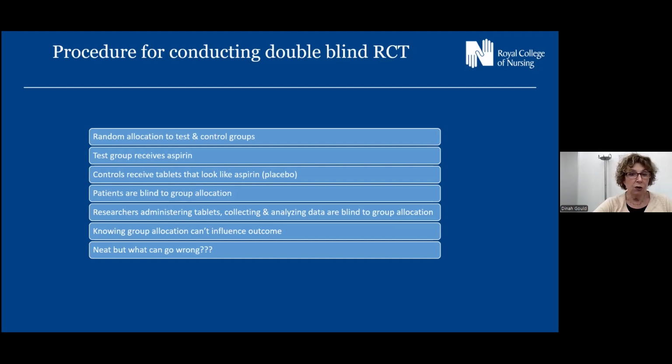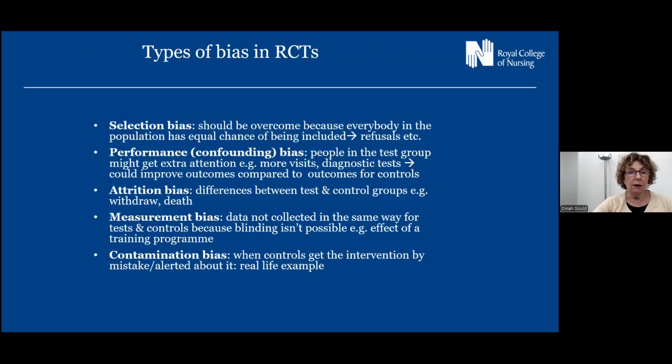And the researchers who give the tablets don't know either. So that's the double blinding bit of it. Both groups are in ignorance, and so that can't influence the outcome. Now that's nice and neat, but what can go wrong? Well, lots of things can go wrong actually. There's all sorts of bias that we can get in randomized controlled trials, which can reduce their validity and whether we can believe in the findings.